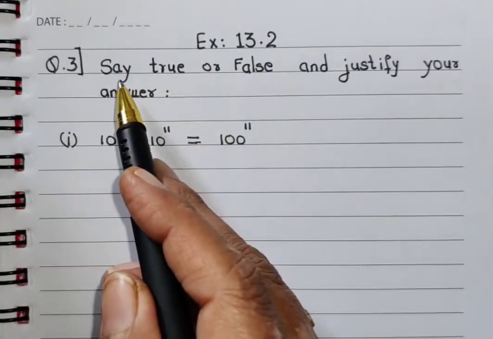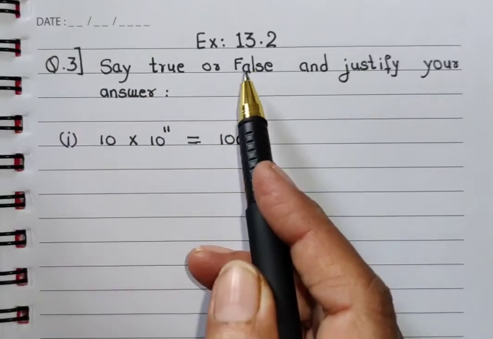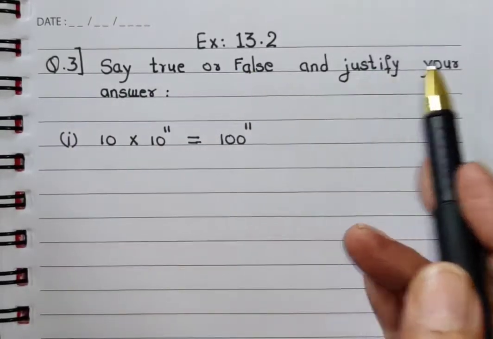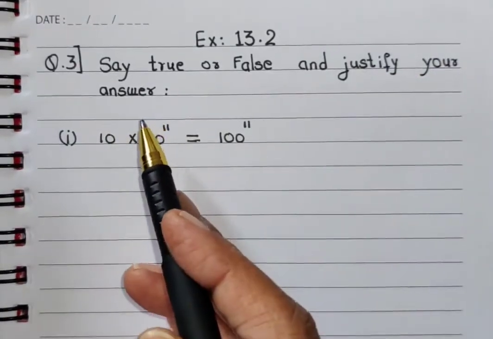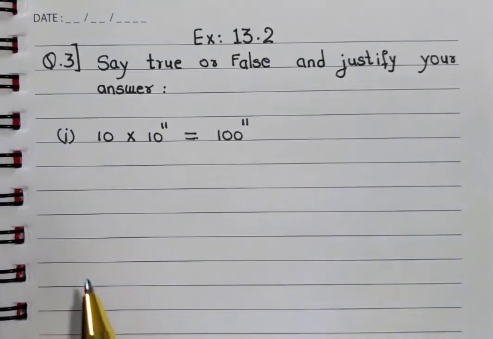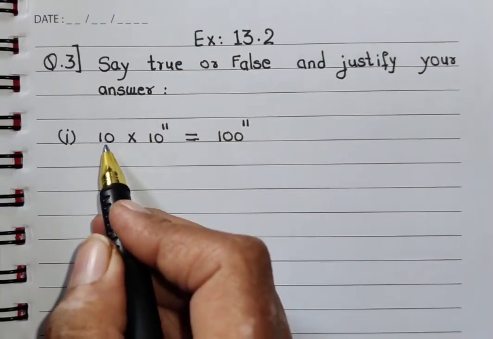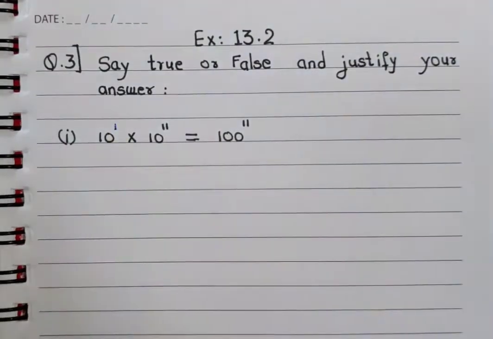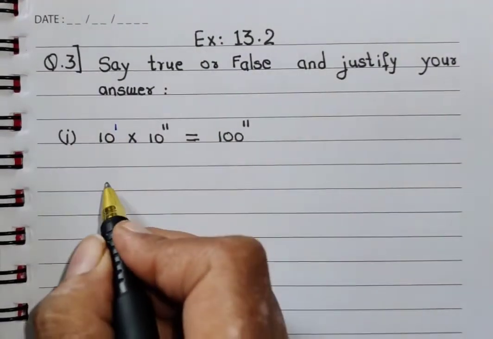Here you have to say true or false. But only saying true or false is not enough, because you have to justify your answer. That means you have to show how your true or false is correct. So, let us start. Here you have 10 with no power. If no power is there, we will always consider 1. Okay, now let us start solving.